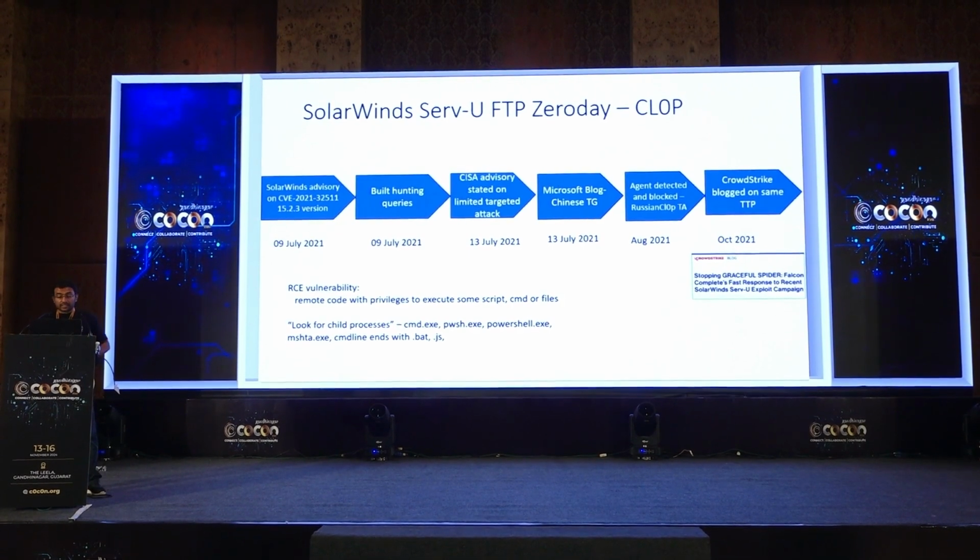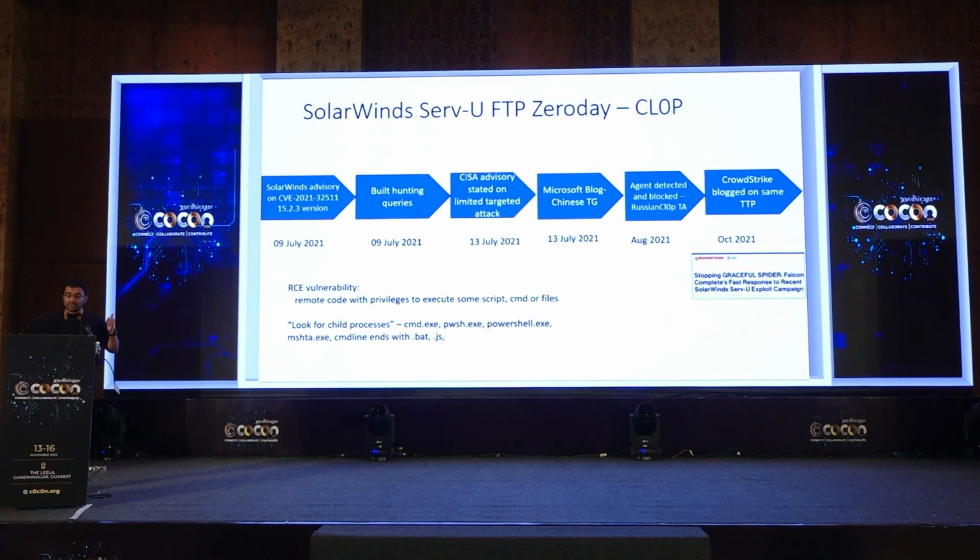First case study. The SolarWinds Serv-U FTP vulnerability from 2021, identified as exploited by Clop ransomware during my days with SentinelOne. Microsoft blogged about this, stating that they had evidence of a Chinese group exploiting this 0-day. Now, please review this timeline.